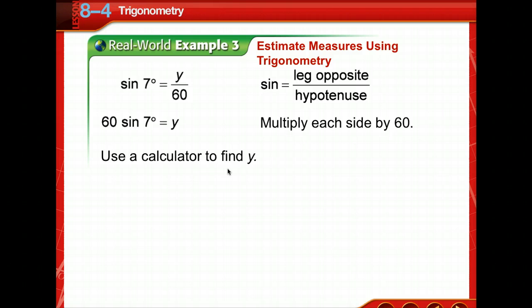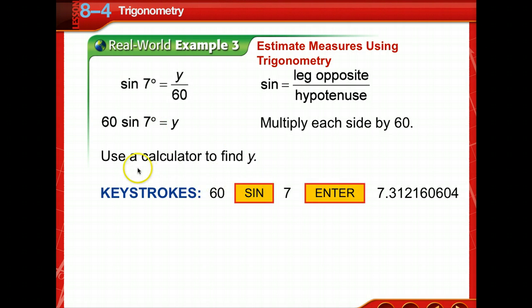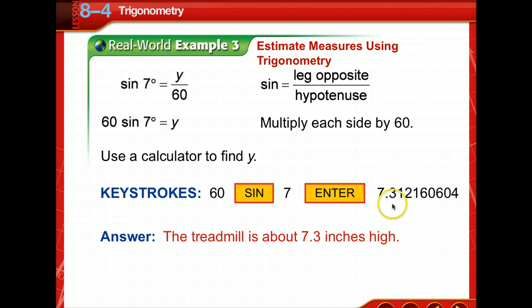If you're using a graphing calculator, when you go into mode, you need to make sure that you change it from radians to degrees, because we're talking about angle degree measures. When you do that, your keystrokes are simply going to be 60 sine 7 enter. You'll find the sine key on your calculator, usually just above the numbers. So the treadmill is about 7 3/10 inches high.